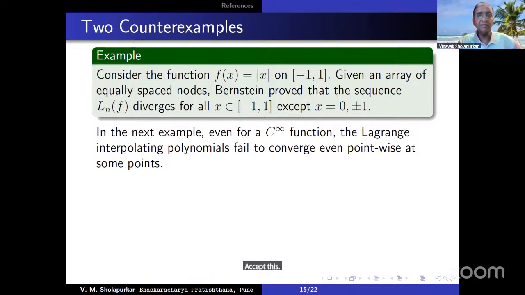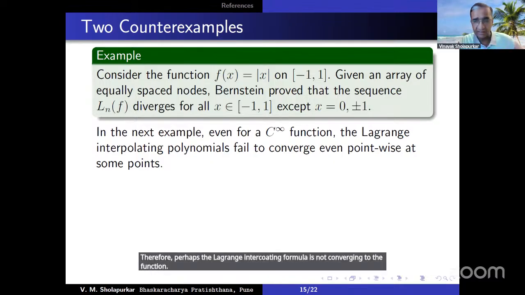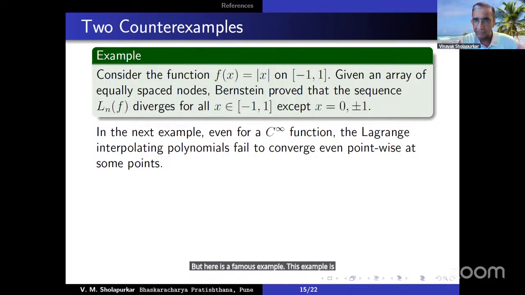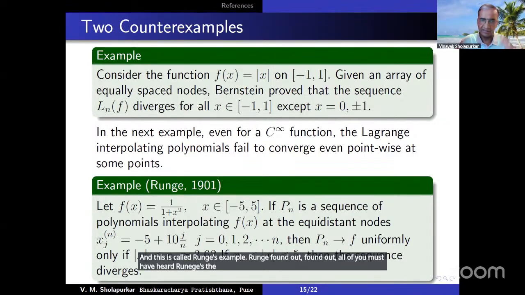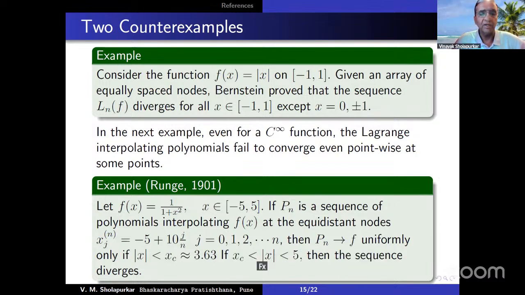So one may think that because mod x is not smooth, therefore perhaps the Lagrange interpolating formula is not converging to the function. But here is a famous example. This example is very, very famous in literature, and this is called Runge's example. Runge found out. All of you must have heard Runge's theorem in complex analysis. Same Runge. f(x) is 1 over 1 plus x squared.